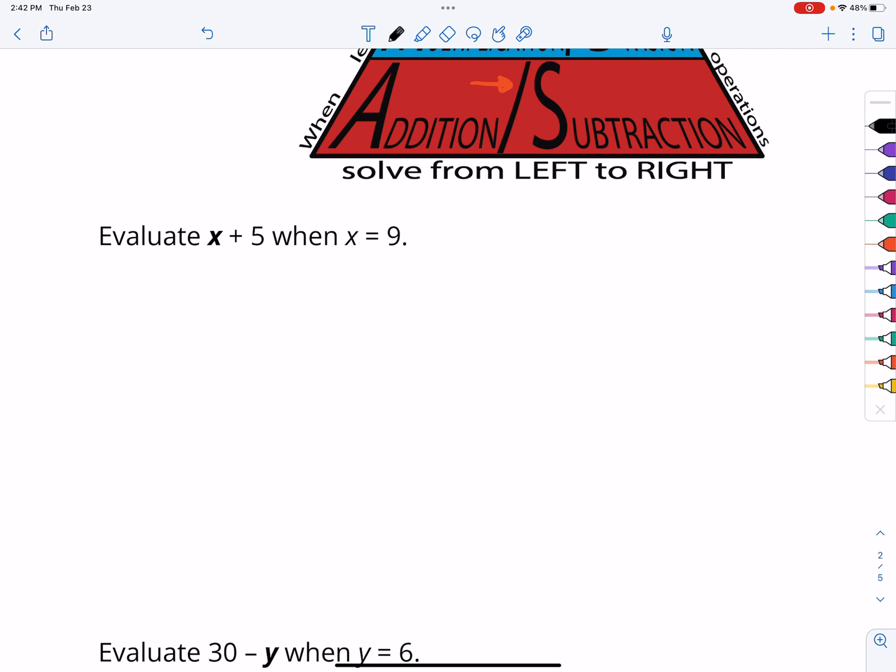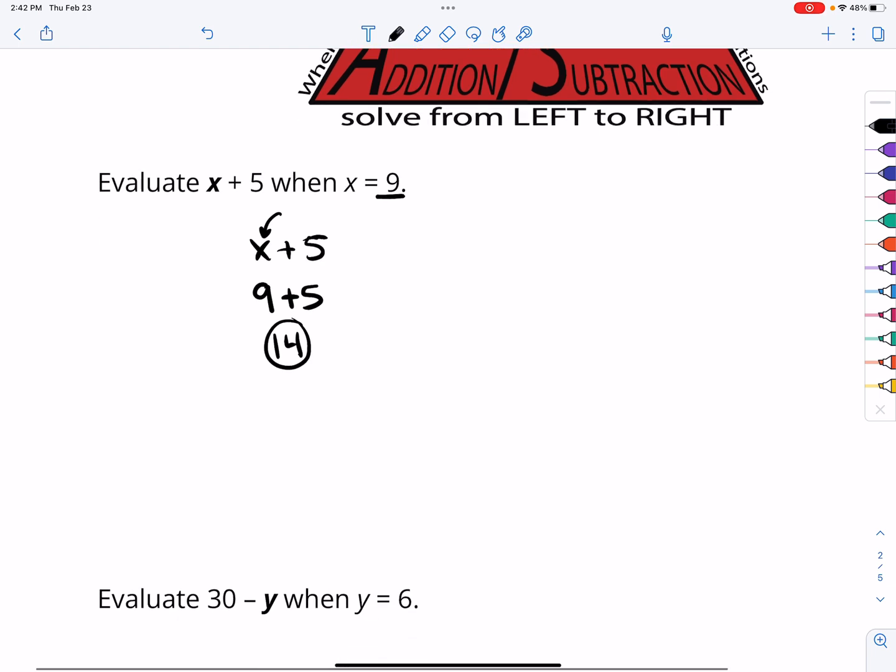Here we will write out, and I always encourage you to rewrite the expression, and then we're going to be substituting 9 in for x. That means we're going to be replacing that x with the value of 9. So we're left with 9 plus 5, and that equals 14. Yes, that one's quite simple, but they will become more complex. I just want to show you some of those foundations of this type of thinking.